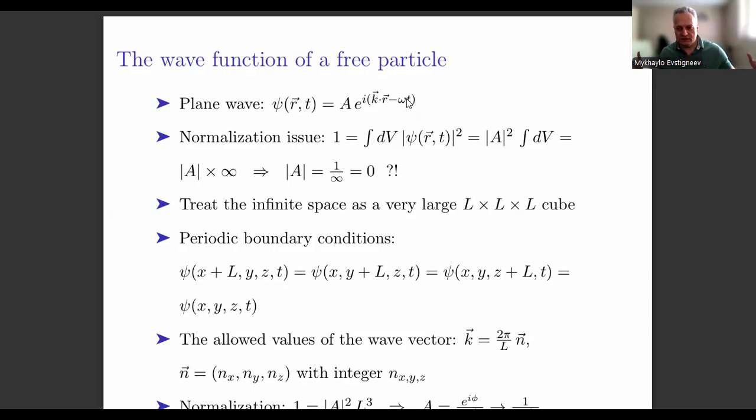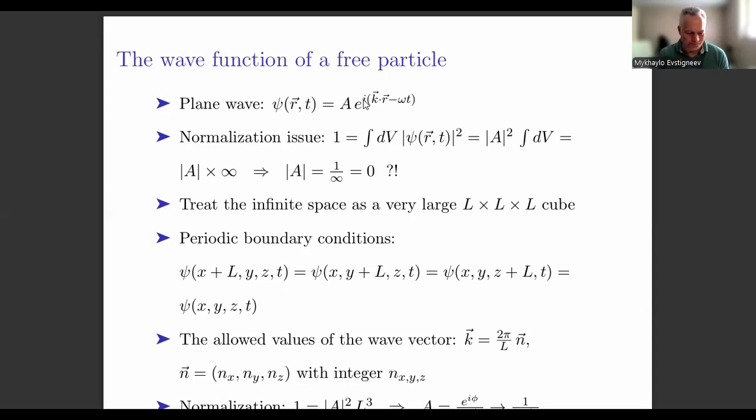Now let's talk about this normalization constant. If we immediately say that the electron finds itself in infinite space, then the normalization constant of its wave function should be 0, because here is the normalization condition. The integral over volume of the wave function modulus squared is just the modulus squared of this normalization constant A times the volume of the infinite space. A squared times infinity, infinite volume, must be 1, so A squared must be 0. So the wave function must be 0.